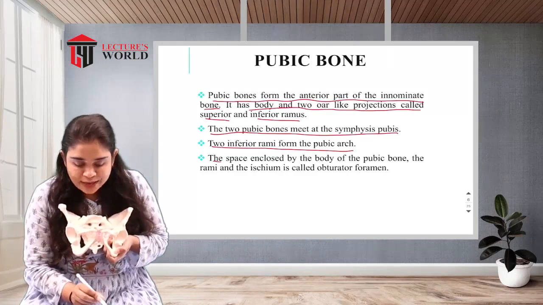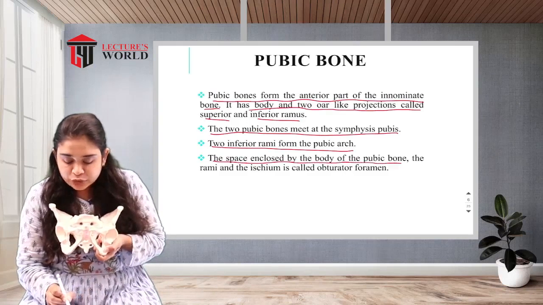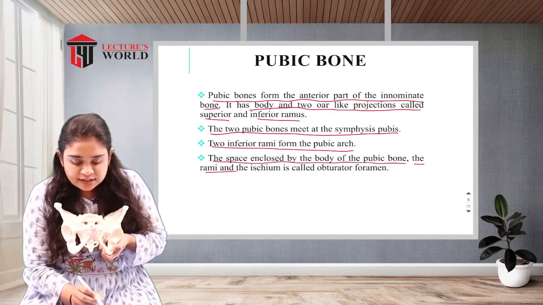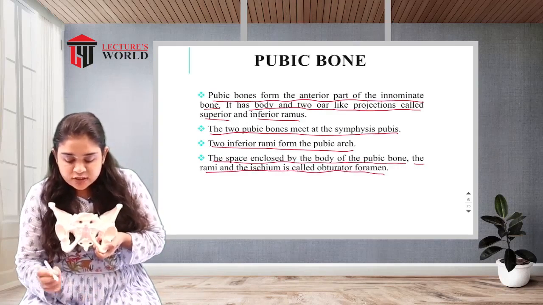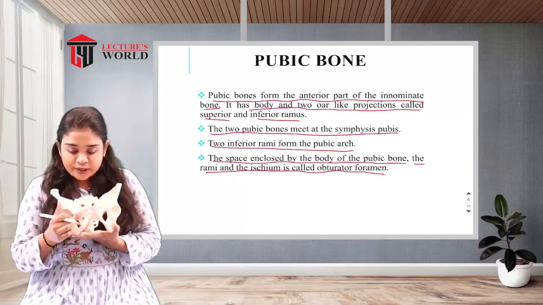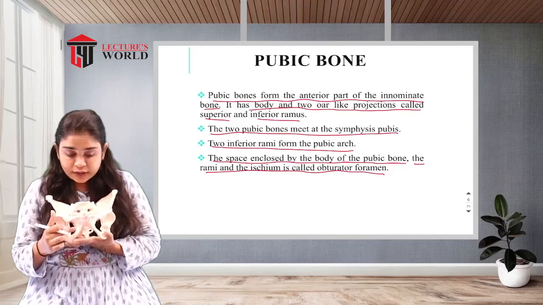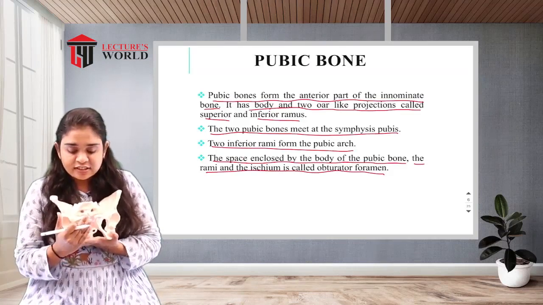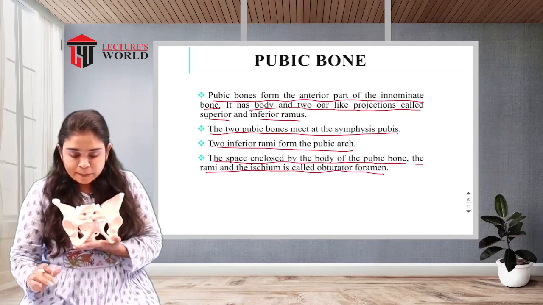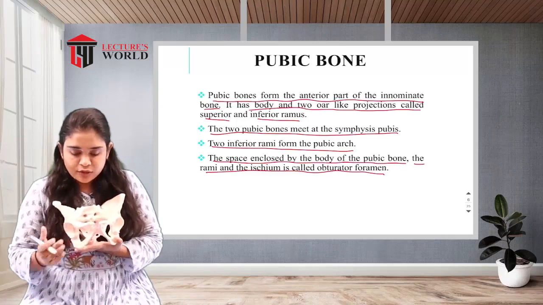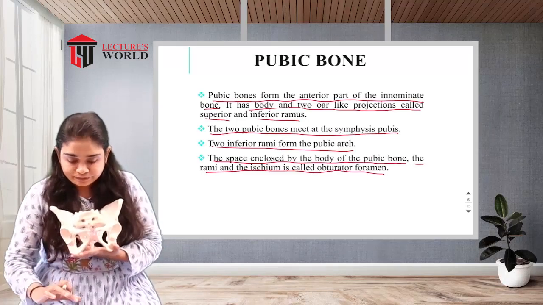Then the space enclosed by the body of the pubic bone, the rami and the ischium is called the obturator foramen. So this portion is known as the obturator foramen. It is near the pubic bone, right? And the ischium. So this is about the ischium.